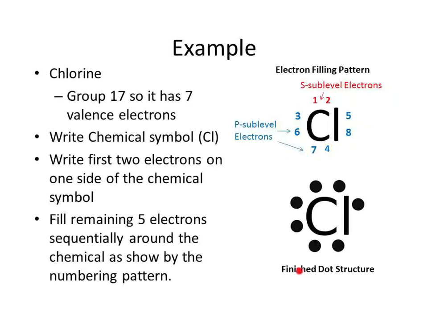So my finished dot structure will look like this. Notice that there's 1 dot missing, right, because it only has 7, so there's an empty spot where another electron could finish. Okay, simple as that.